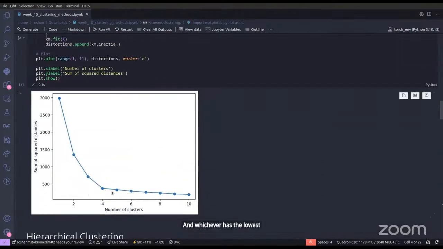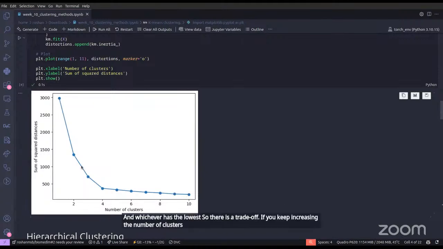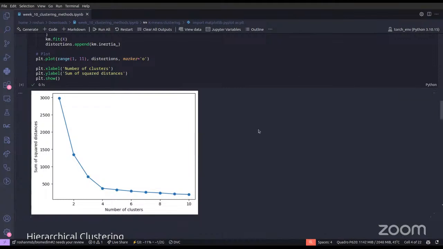So there is a trade-off. If you keep increasing the number of clusters, the sum of squared distances will reduce. And at what point do you think it will be zero? At what point do you think the distance will be zero?